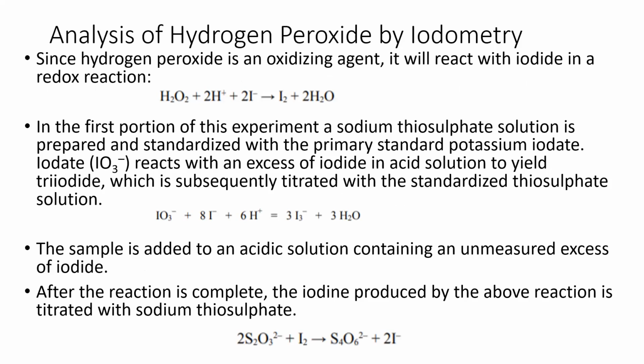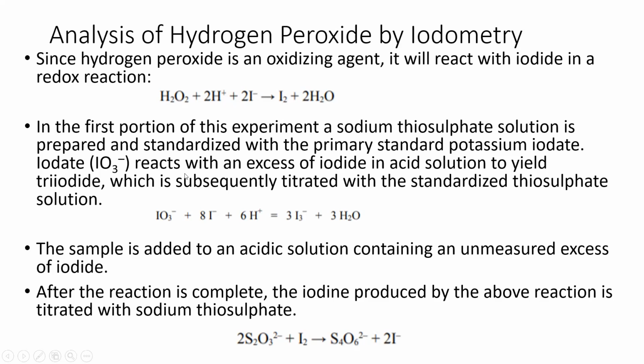So hydrogen peroxide, which is an oxidizing agent, can also react with iodide in iodometry, according to redox titration. This is your peroxide, this is your iodide, and your peroxide can be reduced to water and iodine, and your iodide gets oxidized.